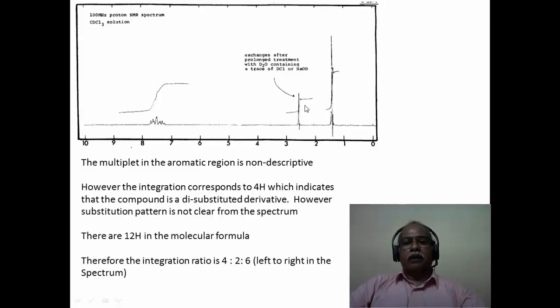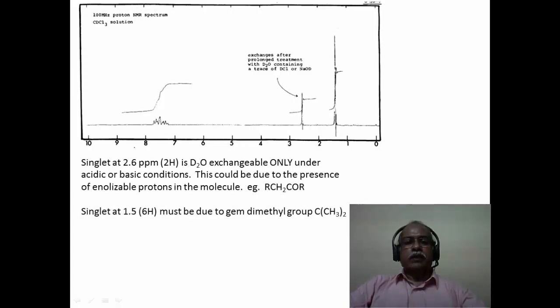That is important information that the NMR provides, because of the D2O exchange under acidic or basic conditions. That is what is mentioned here, around 2.6 ppm. Hydrogen that is D2O exchangeable only under acidic or basic conditions could be there only because of the presence of enolizable hydrogen, for example RCH2CO, adjacent to a carbonyl functional group. This is an enolizable hydrogen, and it is readily exchanged by the presence of an acid impurity or a basic impurity in the presence of D2O.